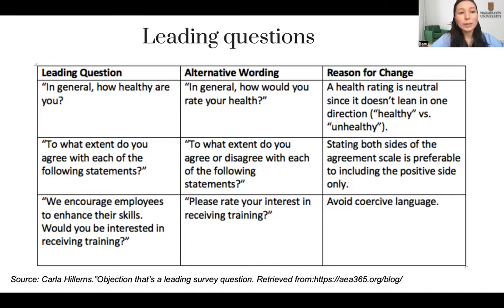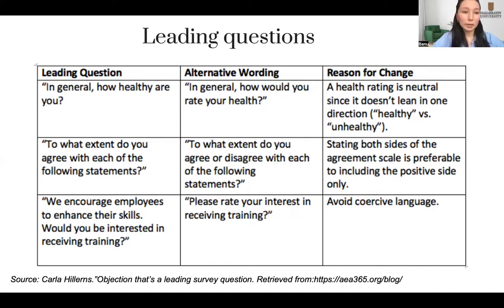Another example, to what extent do you agree with each of the following statements? This is something I've also seen very frequently. And again, to make this question more neutral, it is important to include: to what extent do you agree or disagree with each of the following statements. I have to admit myself, I did make this mistake a couple of times, and Feli pointed it out to me. This is very easy to forget or not pay attention to, but it is very important to state both sides of the agreement or satisfaction scale.